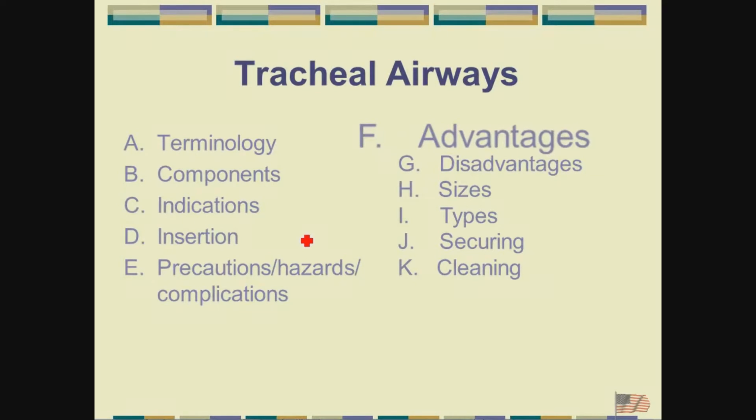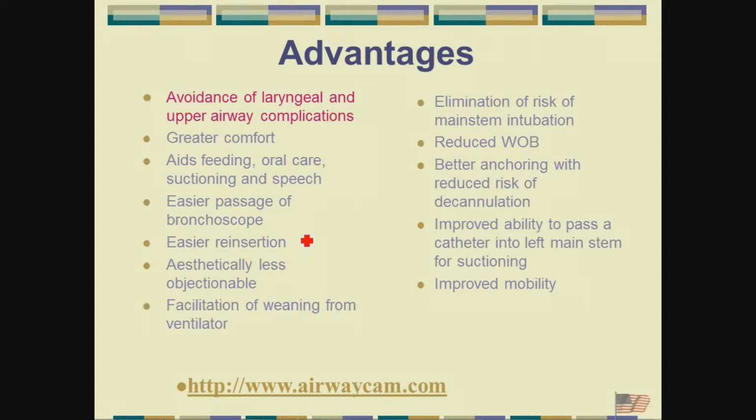So, what are some of the advantages of these tubes? Well, we don't have the laryngeal problems. With an endotracheal tube going through the vocal cords, over time that's going to do some damage to the cords themselves, and you could actually have alterations in voice and or just a loss of voice secondary to that tube being in for a prolonged period of time. So trachs are wonderful because they eliminate that whole problem.